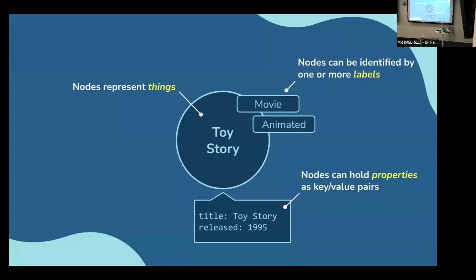So nodes represent things in a graph, and they can be identified by one or more labels. I've given a label over here as Movie, and Animated as a second label. These nodes can also hold data in the form of properties as key-value pairs. So I have a key-value pair here, which is title, with value Toy Story, and another one is released, 1995.